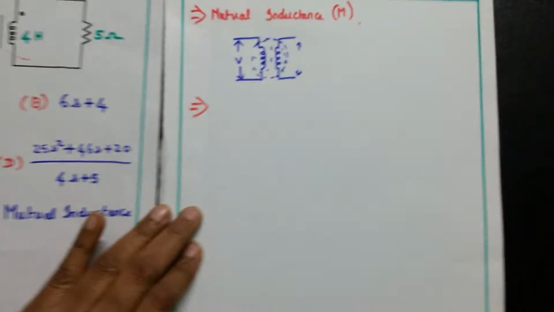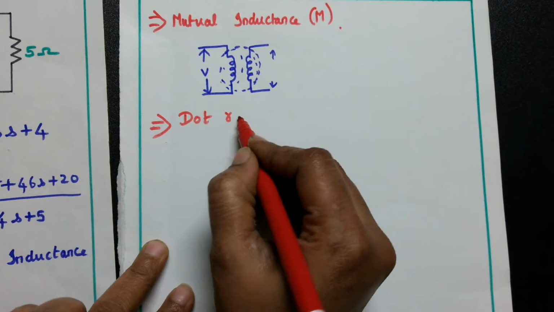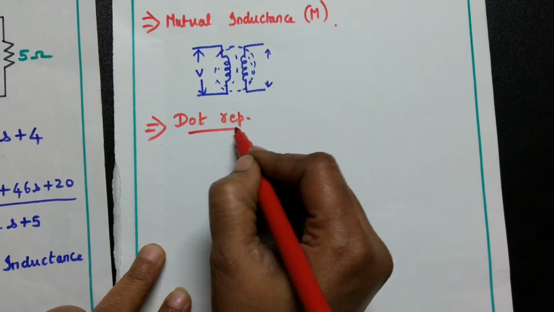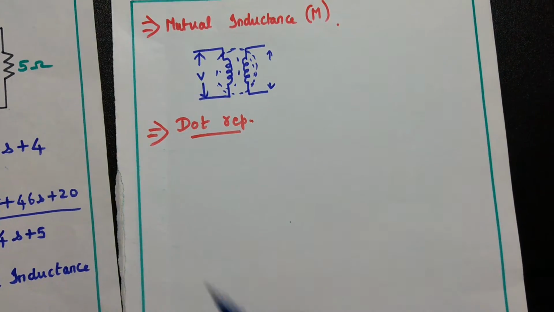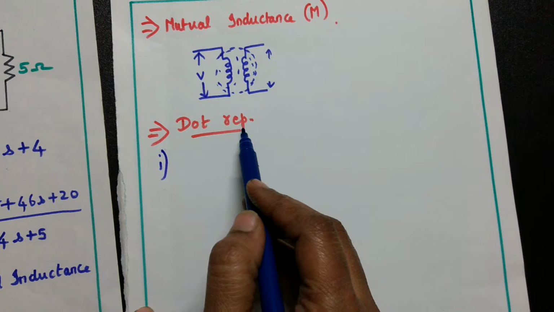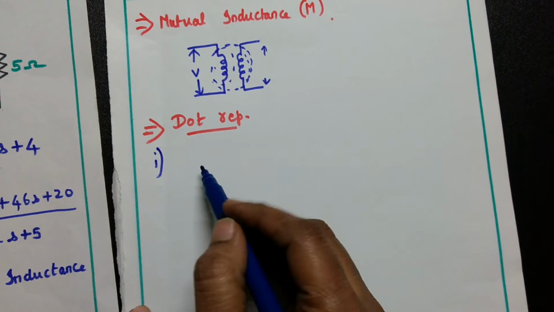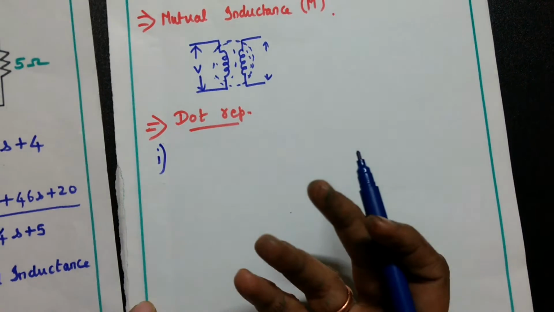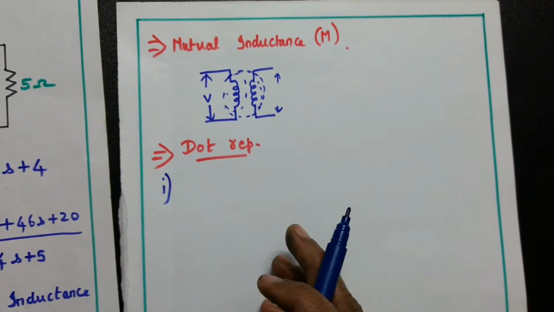To solve this problem, we have to know the dot representation for the coupled circuit. There are two cases for the dot representation. This dot representation indicates the nature of the polarity. That means whether it is of opposite polarity or same polarity for the self-induction and mutual induction.